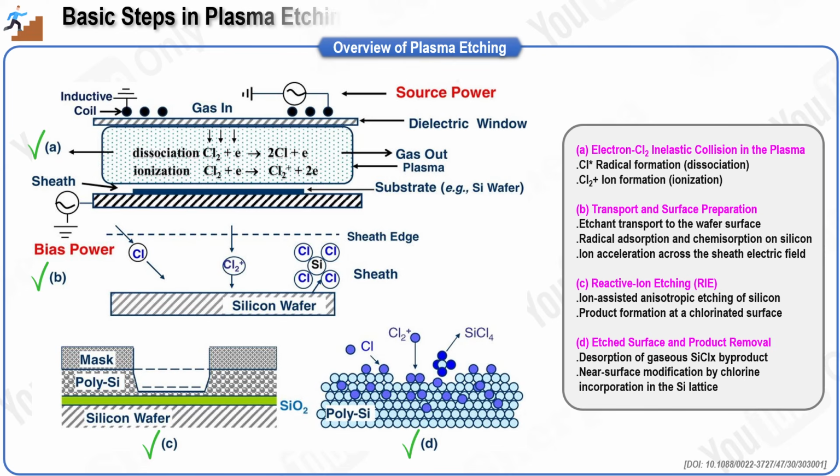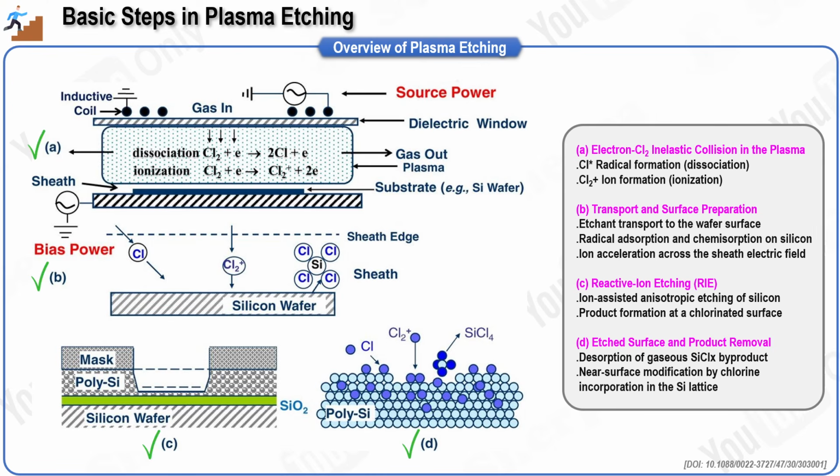This slide shows basic steps in plasma etching, illustrated for chlorine on silicon. We will follow the slide from A to D. Step A covers what happens inside the plasma source region. Electrons collide inelastically with chlorine molecules, and two channels dominate.